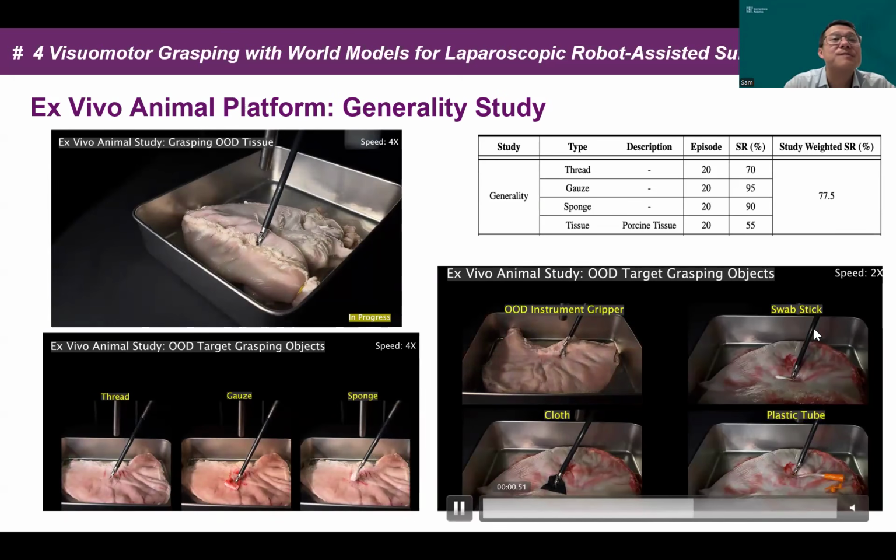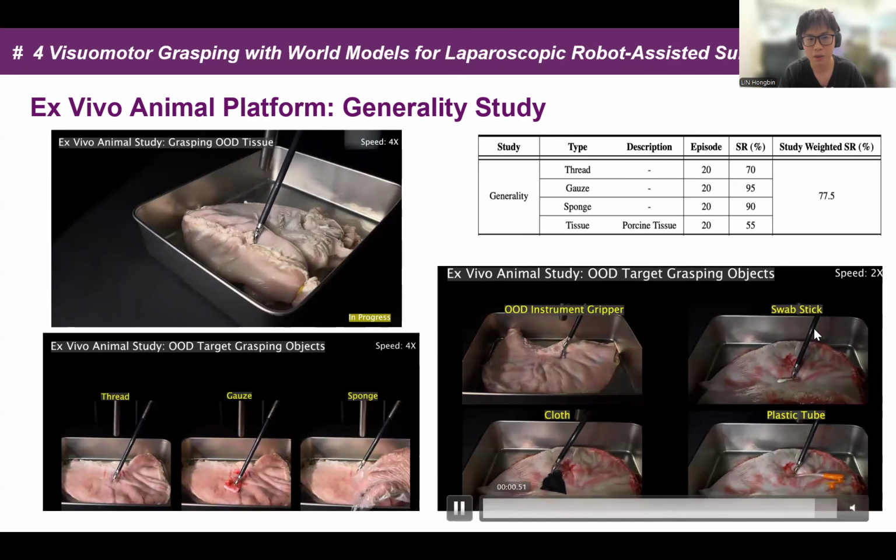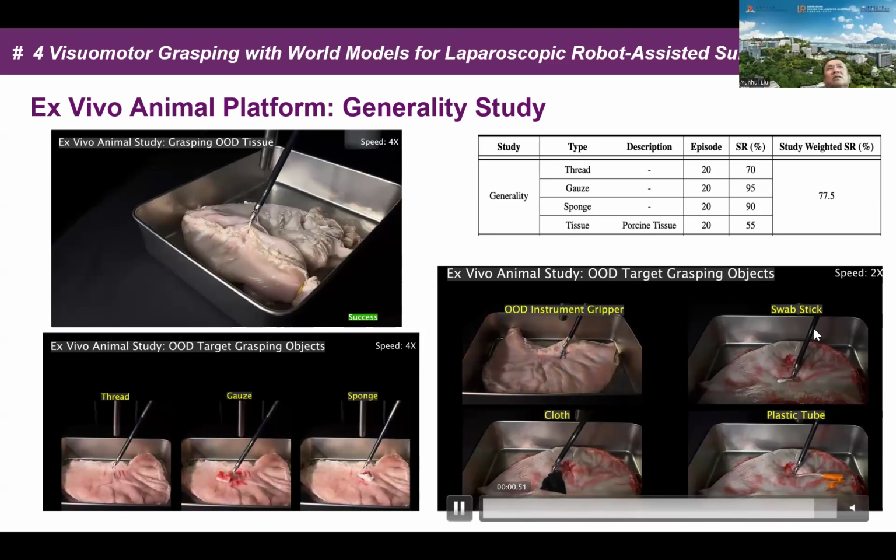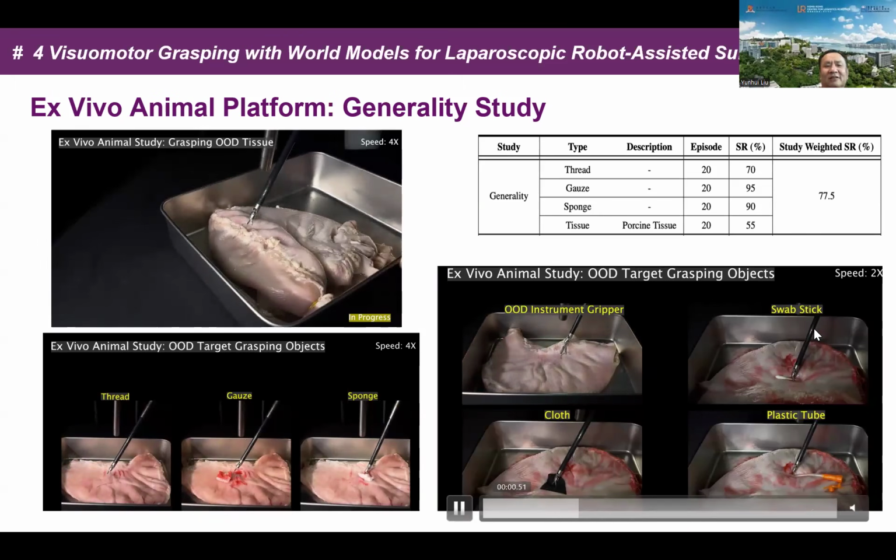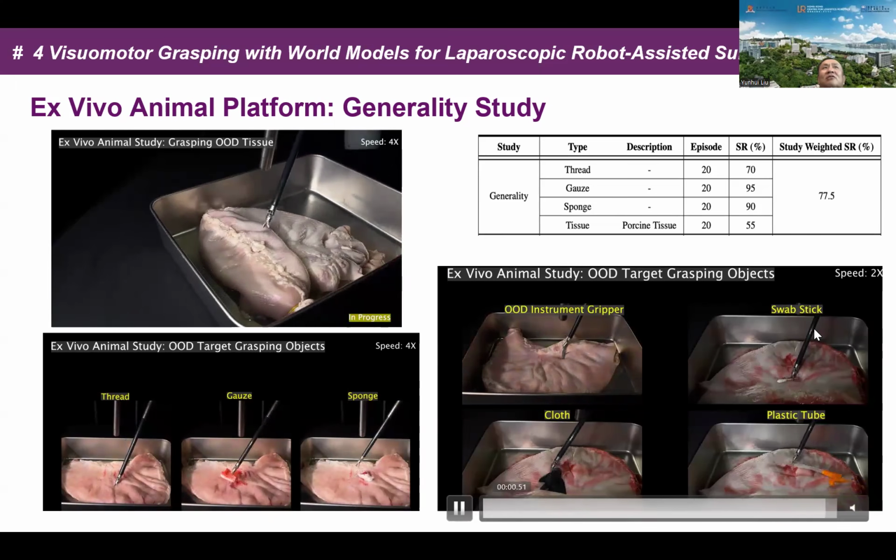But right now we don't have the matrix to describe the tension of the tissue. Yeah, actually, I want to ask this question, because your success rate is high, because you use the deformation of the supporting tissue so that you can really raise up the success rate in grasping.